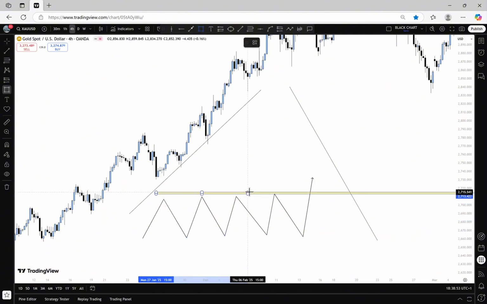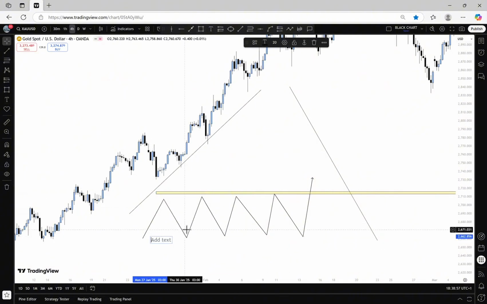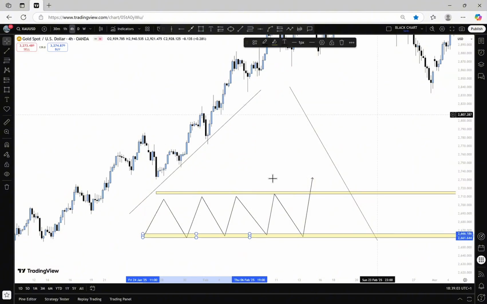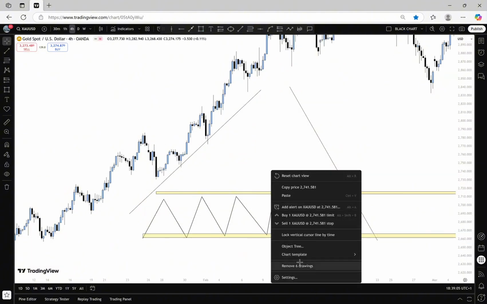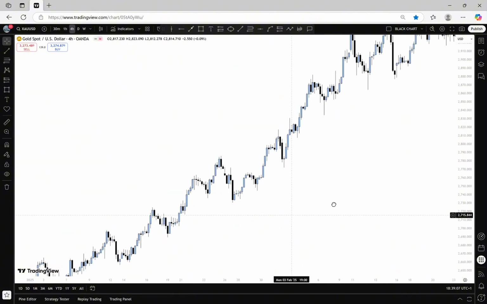So right now, as you can see, this is a resistance, this is a support. All right, this one moves. This is how ranging moves. But for a bearish and bullish move, it doesn't move like that. So right now, let's just clear this chart and make an example of the bullish move.